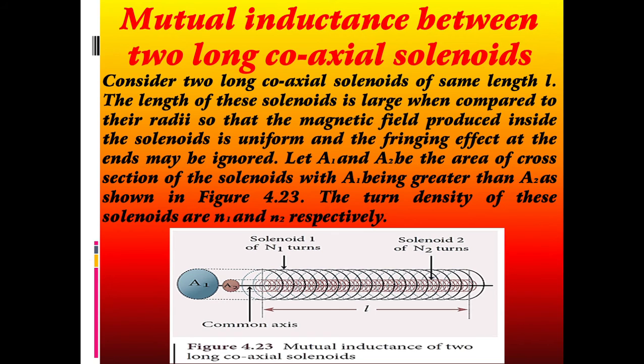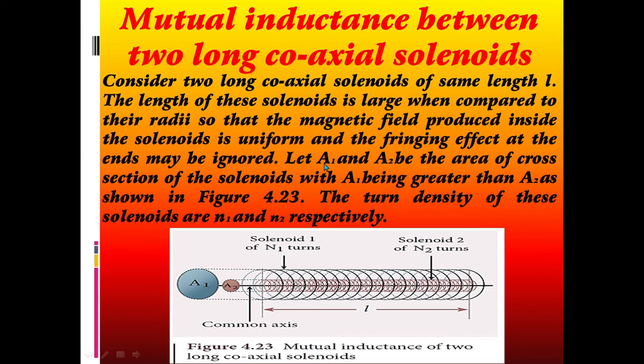The next important topic, a 3-mark topic: mutual inductance between two long coaxial solenoids. Let me consider two long coaxial solenoids. Consider two long coaxial solenoids of the same length L. The length of these solenoids is large compared to their radii, so that the magnetic field produced inside the solenoid is uniform and the fringing effect at the ends may be ignored.